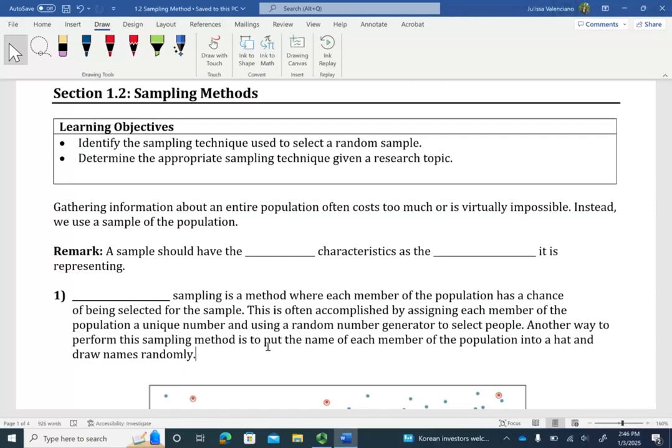Welcome to our lesson for section 1.2. Today we're going to be talking about sampling methods. Remember, a sample is going to be a subset coming from the population.